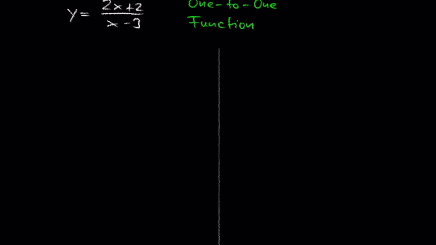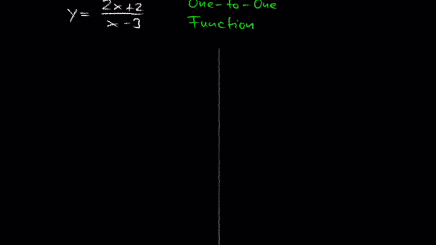Today we are going to find the inverse function of a function algebraically. Let's jump right into it with the first example, y equals (2x + 2) over (x − 3). Recall that only one-to-one functions, like here in this example, have inverse functions. So if we don't have a one-to-one function, there's also no inverse function.